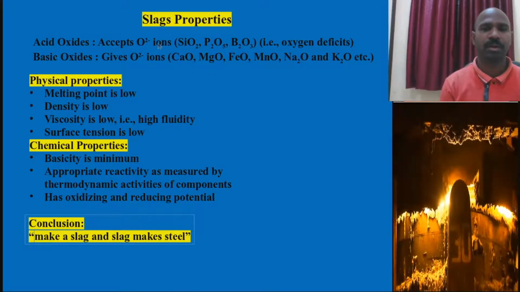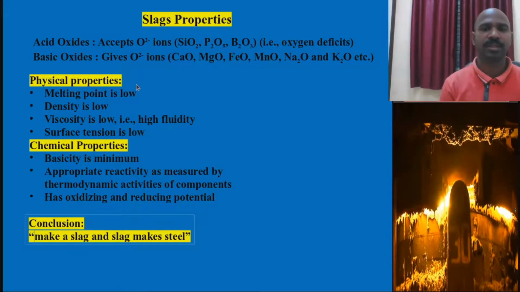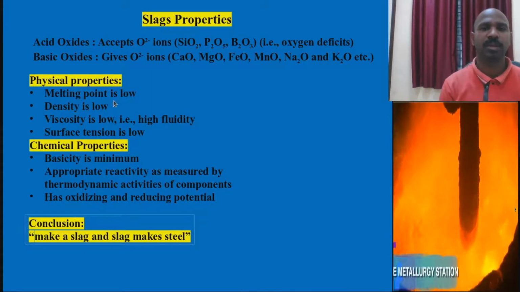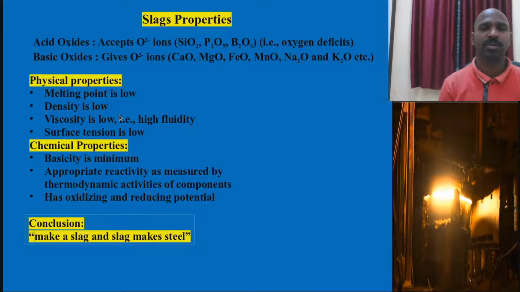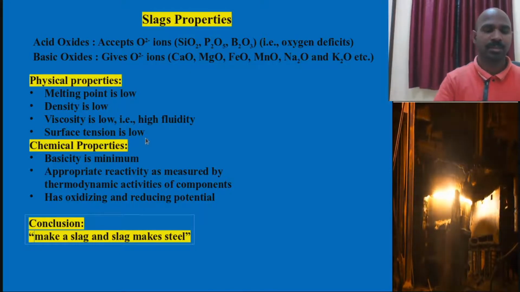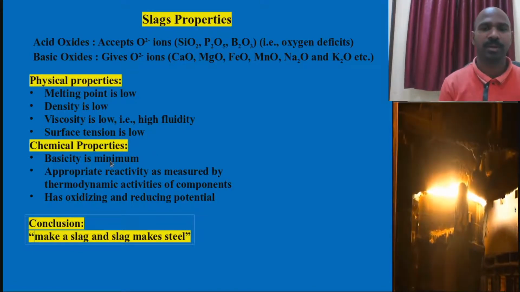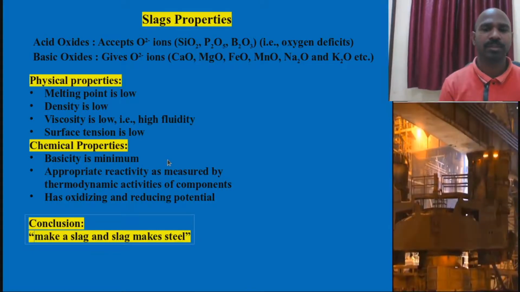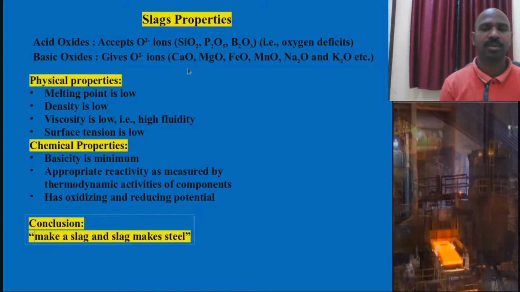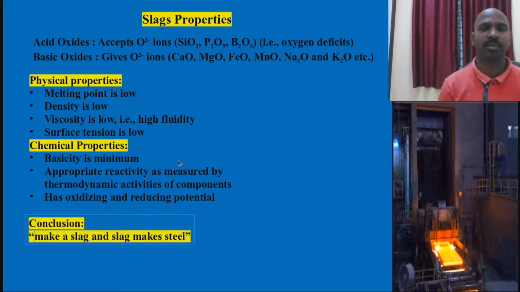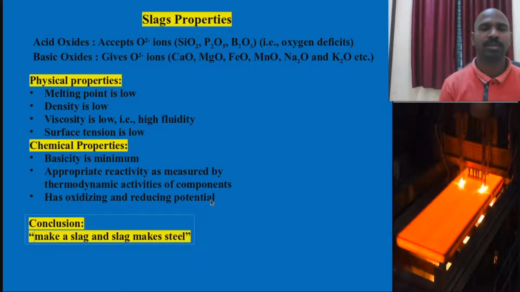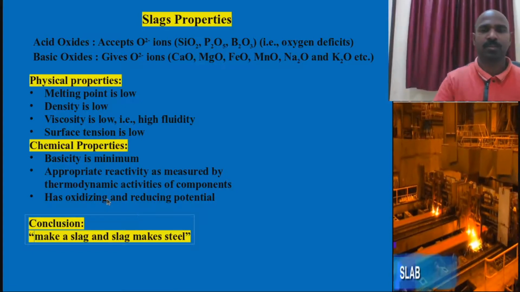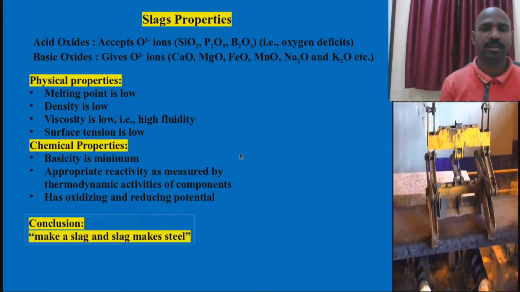First let us know the physical and chemical properties of slag. Physical properties: the melting point is low compared to hot metal, density is low, viscosity is low, and surface tension is low. Among chemical properties, basicity is minimum, so you will be getting more metallic iron. The activity coefficients are mainly assumed as unity, and oxidizing and reducing potentials are maintained. Based on these, whichever oxide goes first, you can remove as slag.